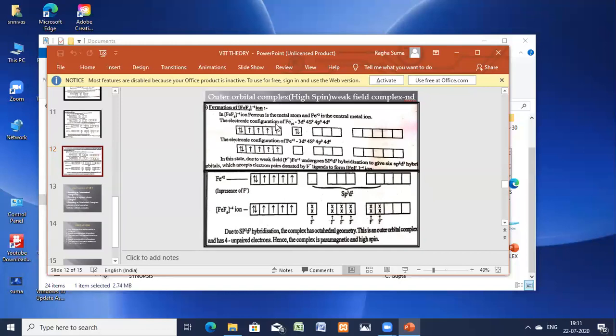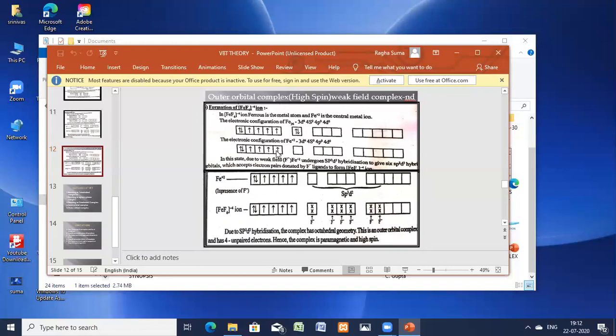The electronic configuration for iron we'll see. This is the ground state configuration for the metal: 3d6 electrons, 4s2, 4p0. Now the nd orbital, 4d, is involved here. Previously I didn't show you. For the inner orbital complexes you have seen only 3d, 4s, 4p. Here you can see 4s, 4p, 4d involvement in the hybridization. So this is the metal atom configuration. Now we'll see the metal ion electronic configuration. 2 electrons are lost from the 4s.